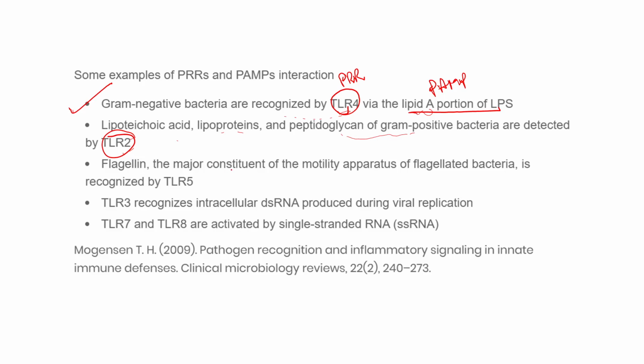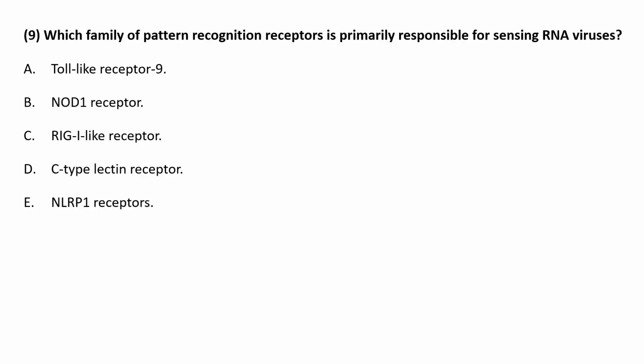Again, flagellin, the major constituent of the motility apparatus of flagellated bacteria, is recognized by TLR5. So TLR5 is the PRR here and flagellin is the PAMP. TLR3 recognizes intracellular double-stranded RNA produced during viral replication. So this PRR recognizes this PAMP. And TLR7 and TLR8 are activated by single-stranded RNA viruses. So these are the different examples where the PRR and PAMP interact.